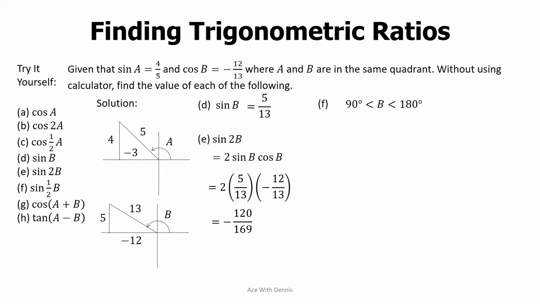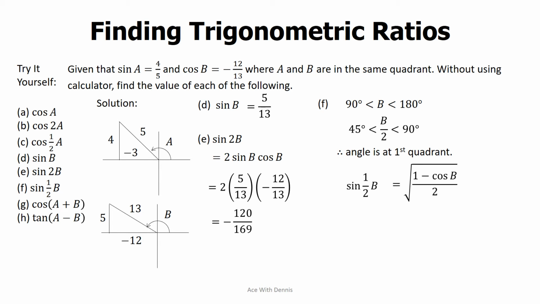F. So the range of B is from 90 degrees to 180 degrees. So half B will be 45 degrees to 90 degrees. Okay, so we know that the angle is in the first quadrant. And now I believe you know what to do, right? So this is a half angle. We can use the half angle formula. Sine half B equals square root of (1 minus cosine B) over 2. Okay, and then from here, cosine B is -12/13. Just substitute the value inside. We get √(5/26). Rationalize, the answer becomes 5√26/26.